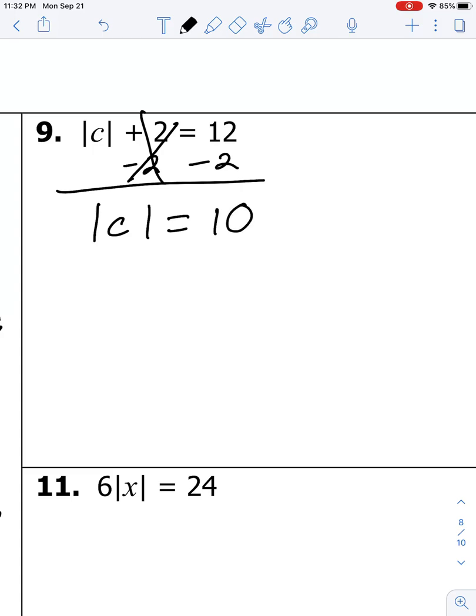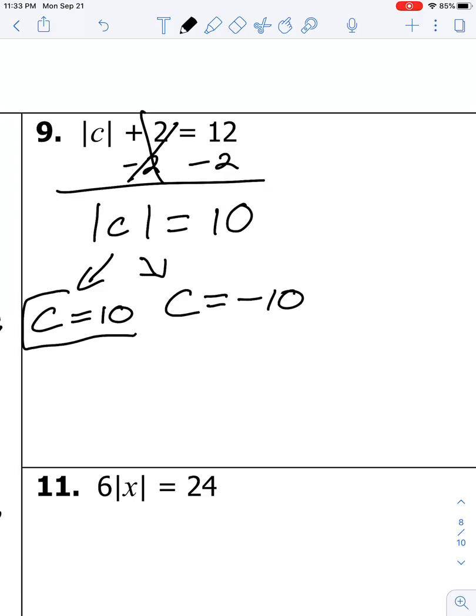So now the absolute value is by itself, and then we do literally what we just did. Take what's on the inside and write it down. Set it equal to the other side. Take what's on the inside, write it down again, set it equal to the negative of what's on the other side. And you can clearly see this was an easy problem. It gave us the answer pretty much right at the start. Or should I say both answers?